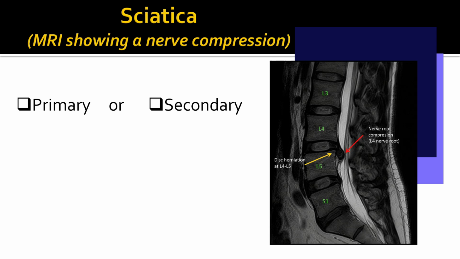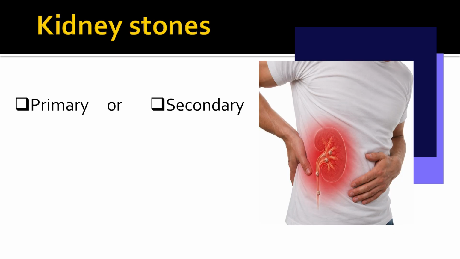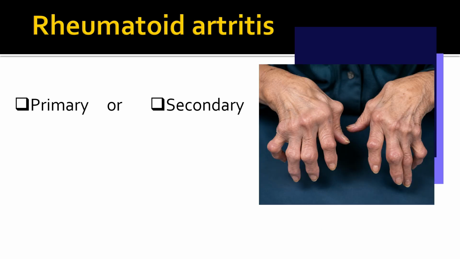Sciatica, when the MRI is showing a nerve compression, primary or secondary? It's secondary to a nerve irritation or a compressed nerve root. It's quite painful, but there's a logical explanation for the pain, a pinched nerve. Kidney stones, primary or secondary? It's secondary to kidney stones. If there were no kidney stones, there would be no pain.